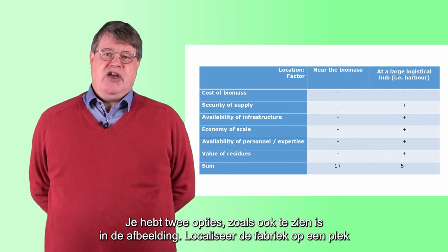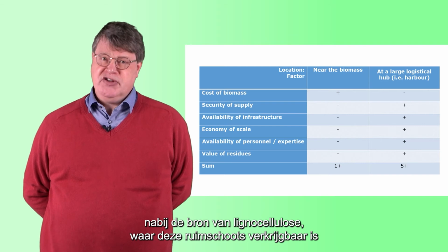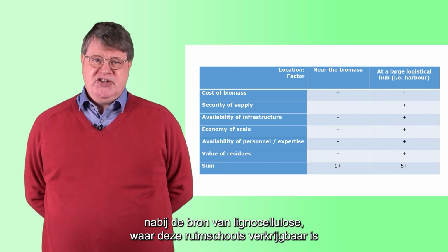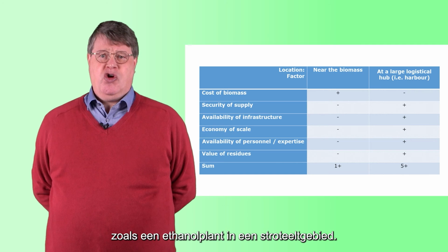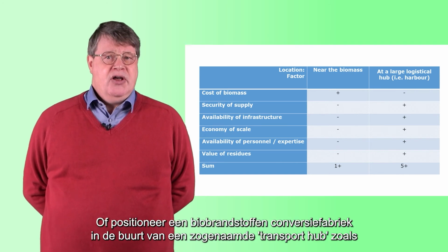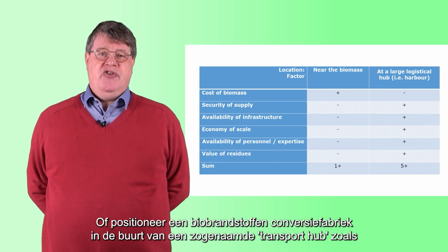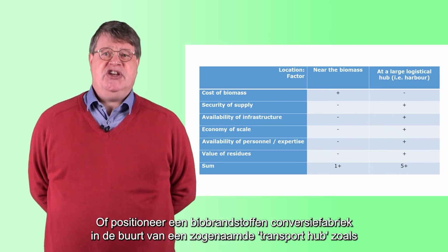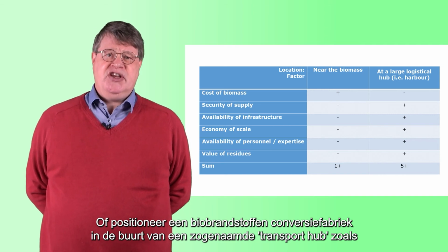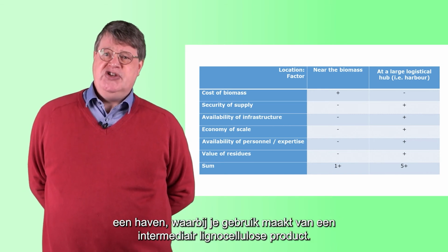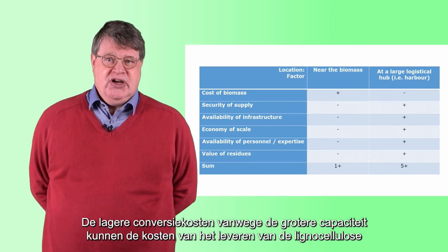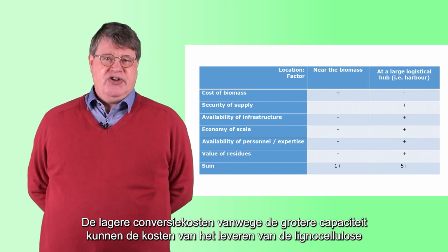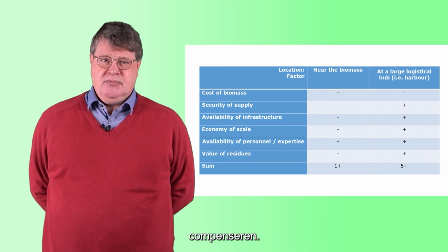Locate the advanced biofuel conversion plant near an abundant supply of lignocellulosic biomass, for example, an ethanol plant based in a straw growing region, or locate the advanced biofuel plant at a hub, such as a harbor, where a lignocellulosic intermediate commodity, such as pellets or pyrolysis oil, is supplied from different faraway places.